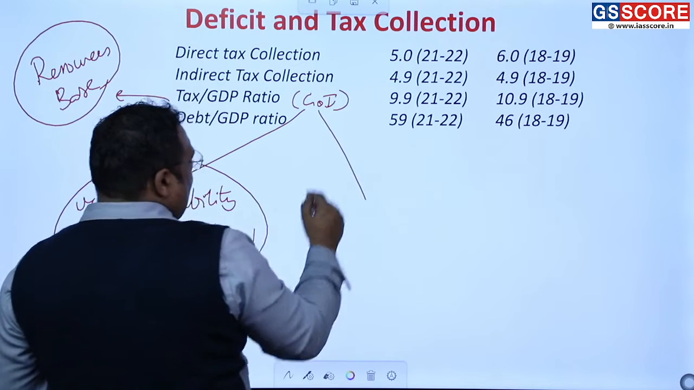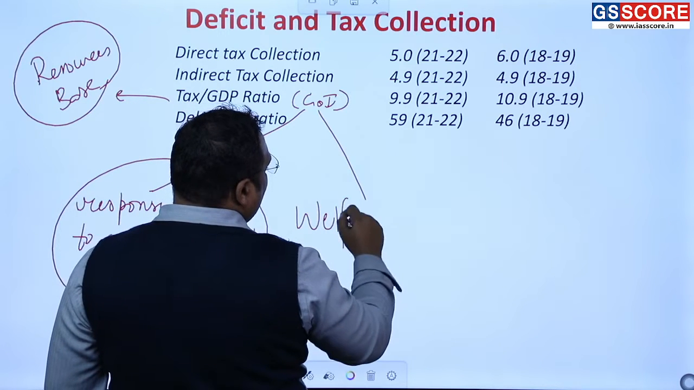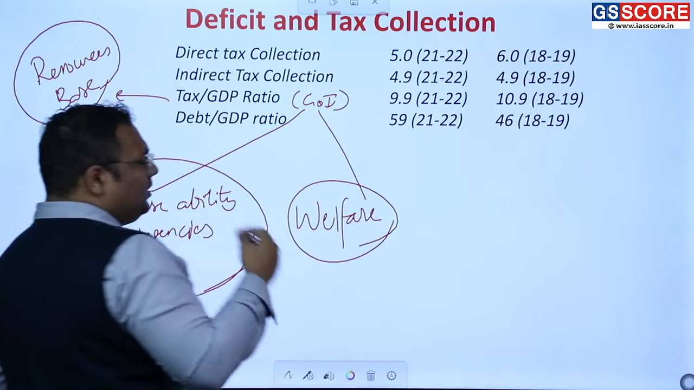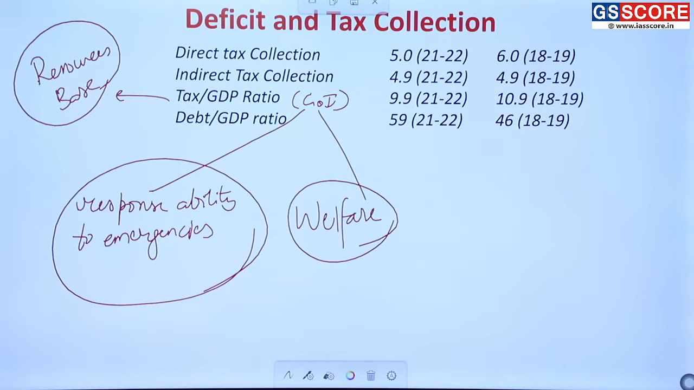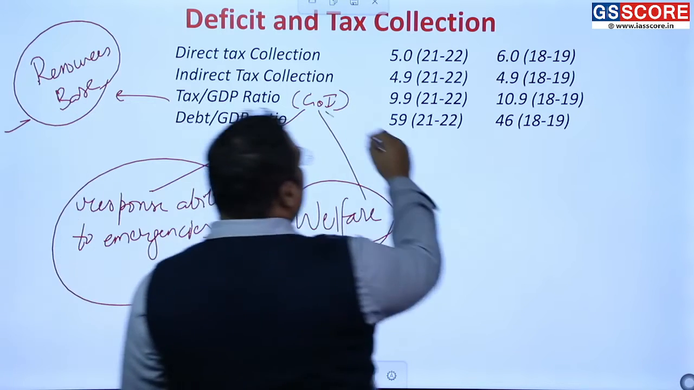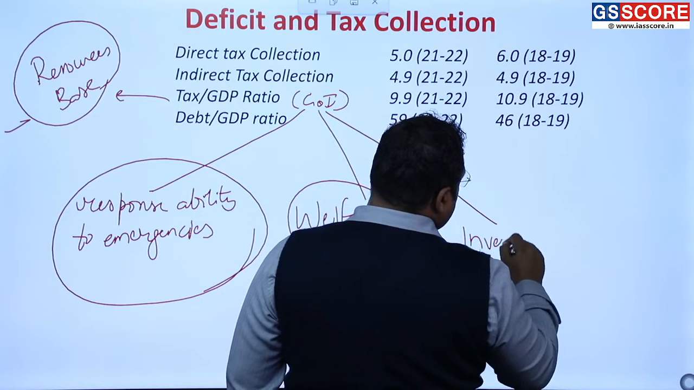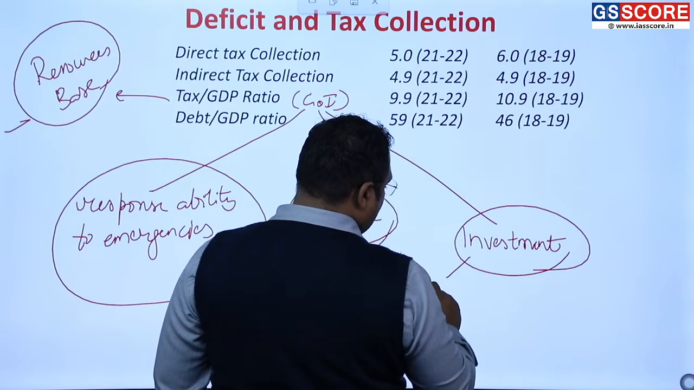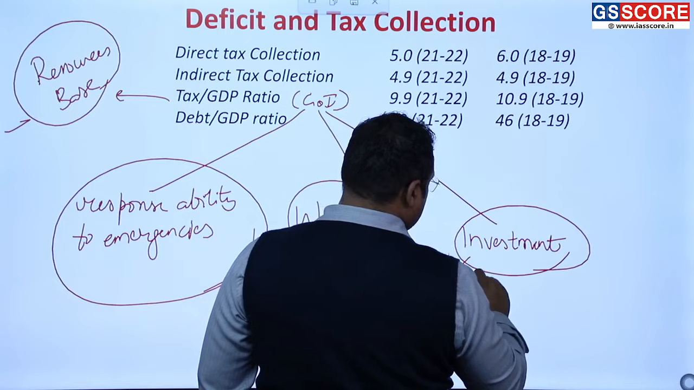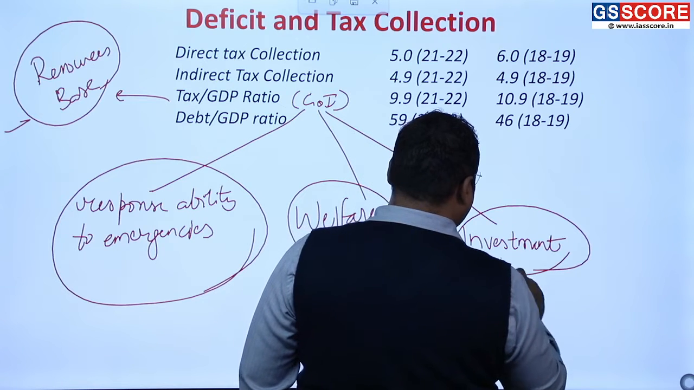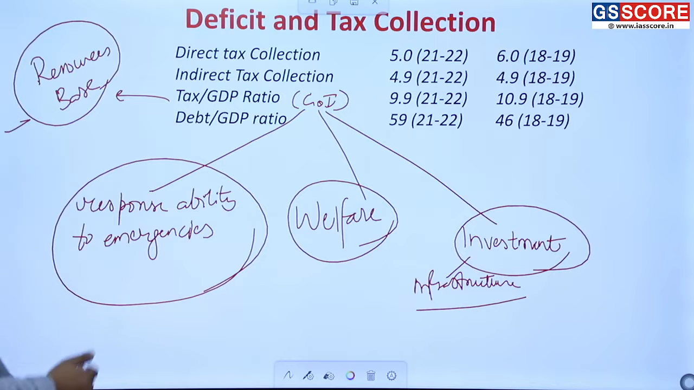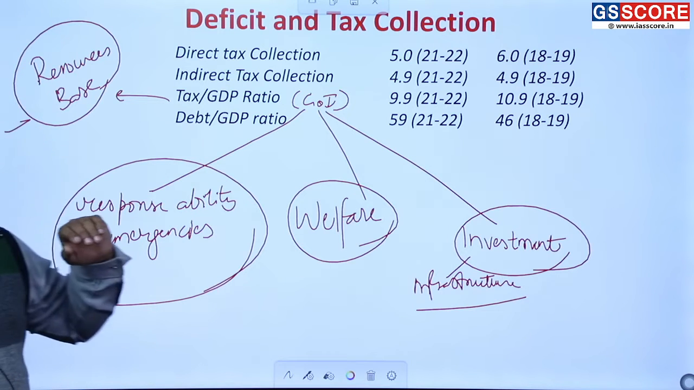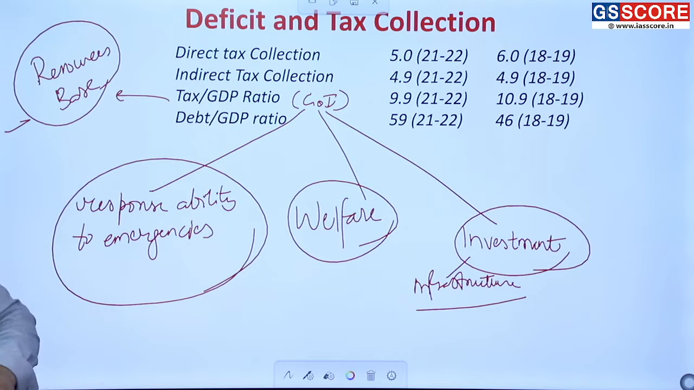Then, in developing countries, welfare is very important. Our ability to bring welfare measures is also affected by the resource base. And then our ability to invest, for example, in infrastructure, defense, all of that. So all of this depends upon the resource base. That is why increasing the tax to GDP ratio is very important, because a larger resource base is always better.